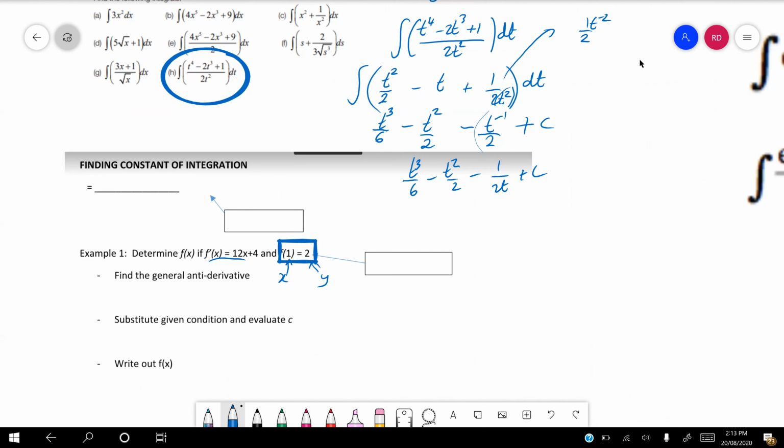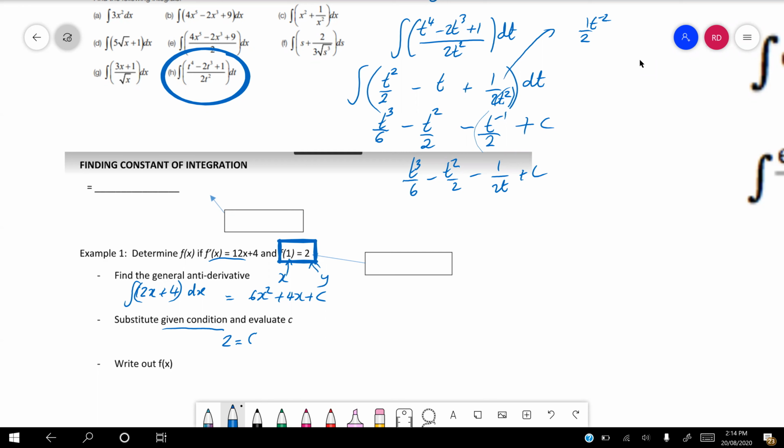That's what they're saying. Okay, so first you just find the general antiderivative. So what it means is you're just going to integrate this, which gives you x squared, and 12 divided by 2 is 6, plus 4x plus c. Now this is your general antiderivative. Now substitute the given condition. So when x is 1, y is 2.